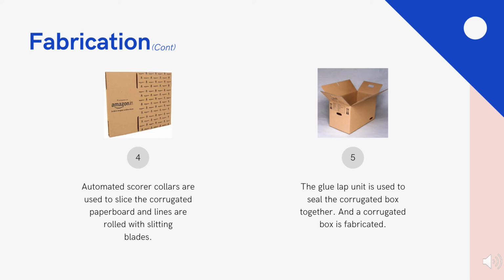Automated scorer collars are used to score the paperboard. Lines on the board are rolled with slitting blades in the same machine, so the box blank can be folded with ease after this procedure. Finally, the box is glued and sealed with a glue lap unit. And this is how our corrugated box is fabricated in general.